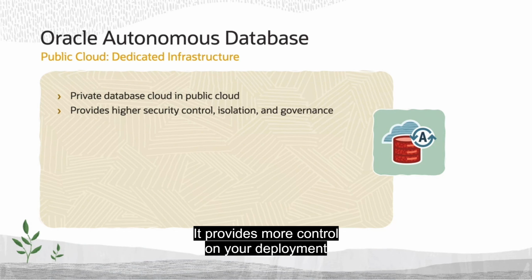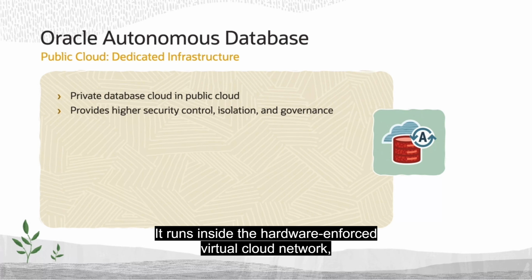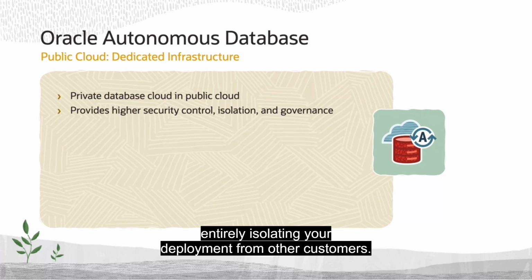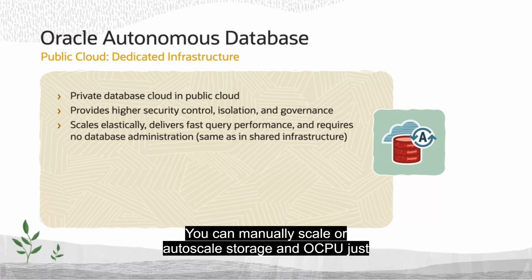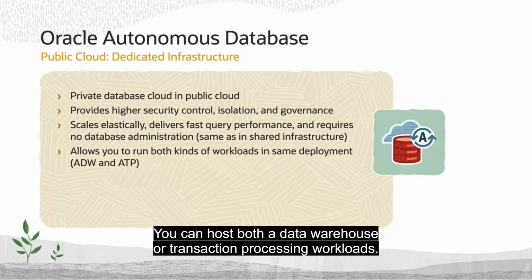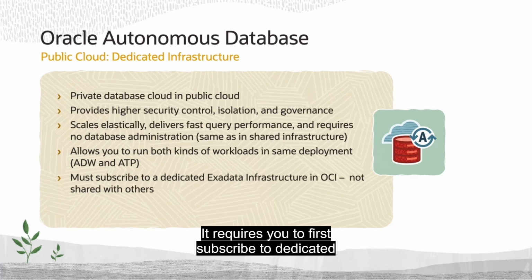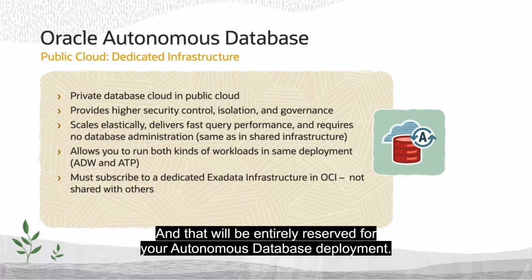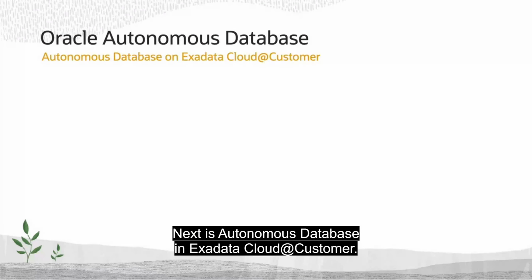Autonomous database in dedicated infrastructure is your private database in Oracle Cloud Infrastructure public cloud. It provides more control on your deployment and allows you more governance that aligns with your organization need. It runs inside a hardware enforced virtual cloud network, entirely isolating your deployment from other customers. You can manually scale or auto scale storage and OCPUs just like shared infrastructure. You can host both data warehouse or transaction processing workloads. It requires you to first subscribe to dedicated Exadata infrastructure in OCI, and that will be entirely reserved for your autonomous database deployment.